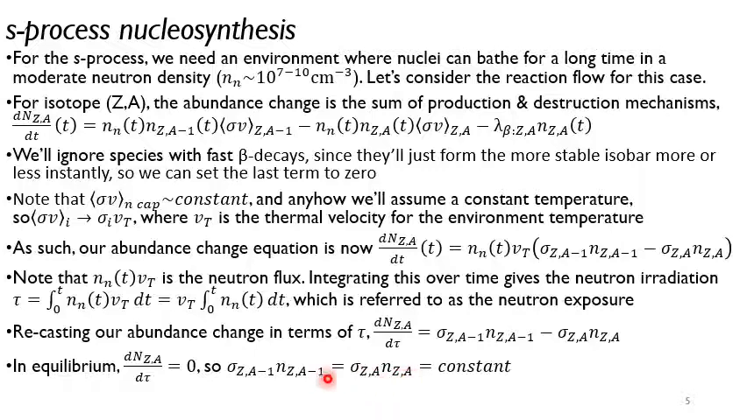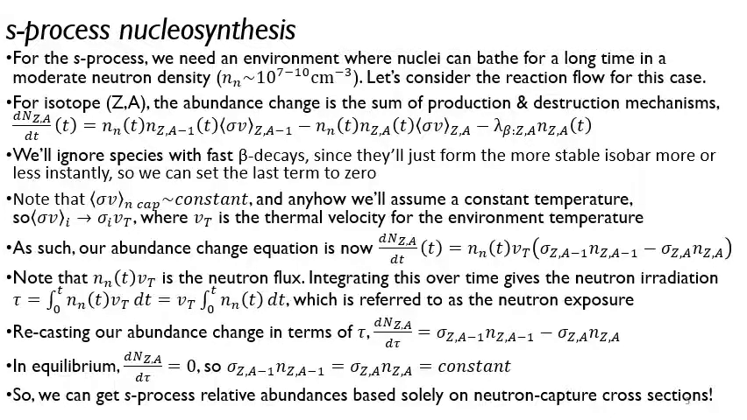And so this being constant here means that we can determine number densities of isotopes along a given element. We can determine the ratio of those abundances just based on terrestrial neutron capture cross-sections, which is kind of amazing. And this is something that's known as the steady flow approximation.